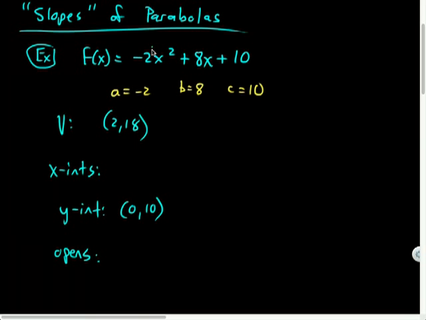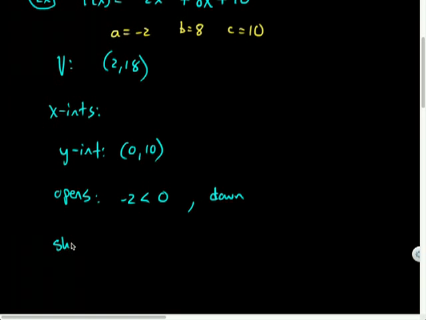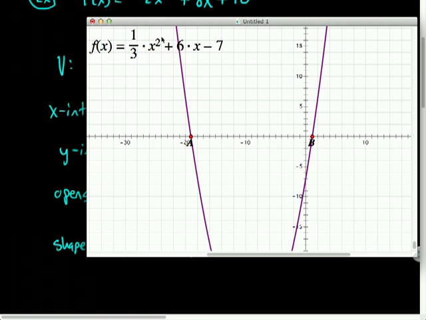Since negative 2 is less than 0, it opens down. And then the shape of this: the absolute value of negative 2, how does that relate to 1? Is it greater than it or less than it? Greater than it. So the absolute value of negative 2 is greater than 1, which means it is a stretch.